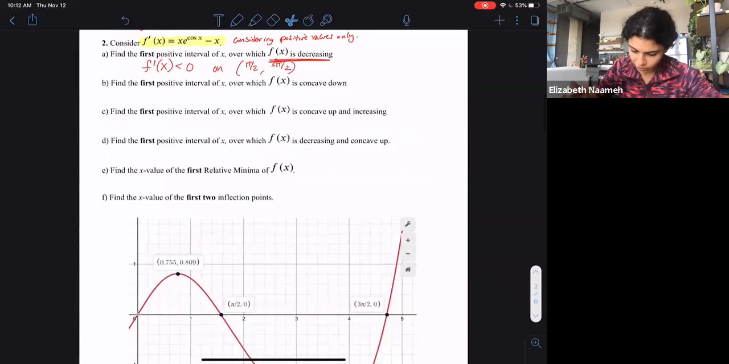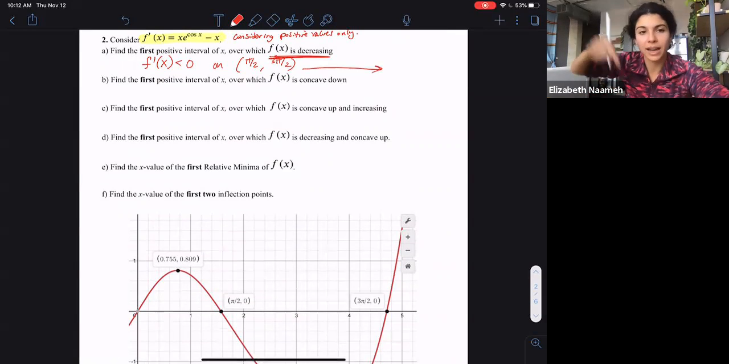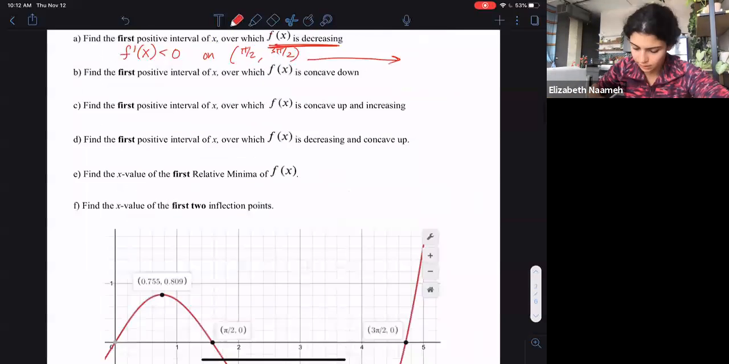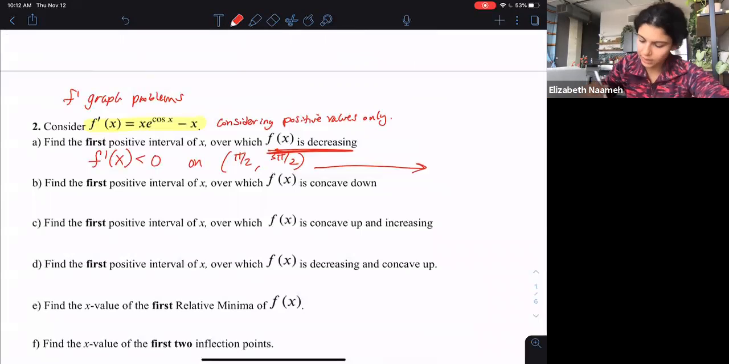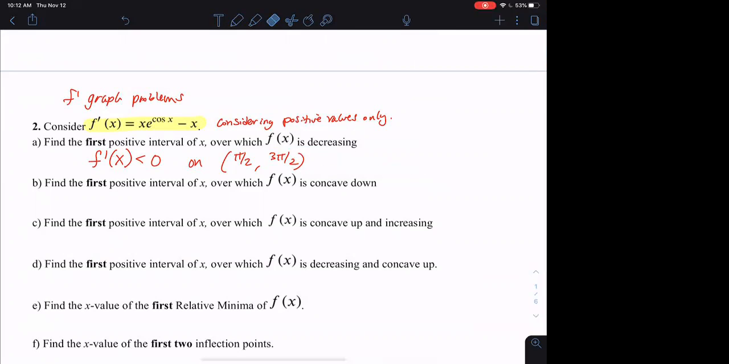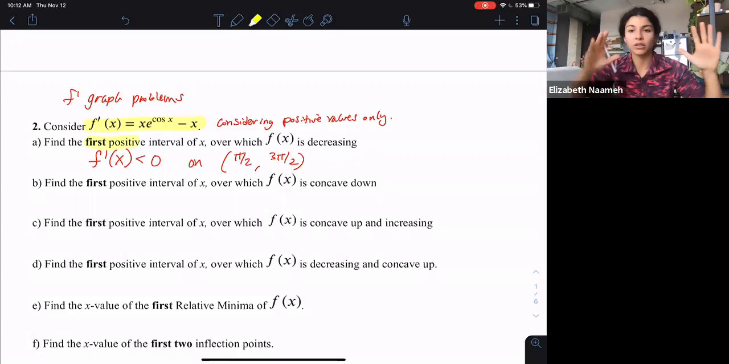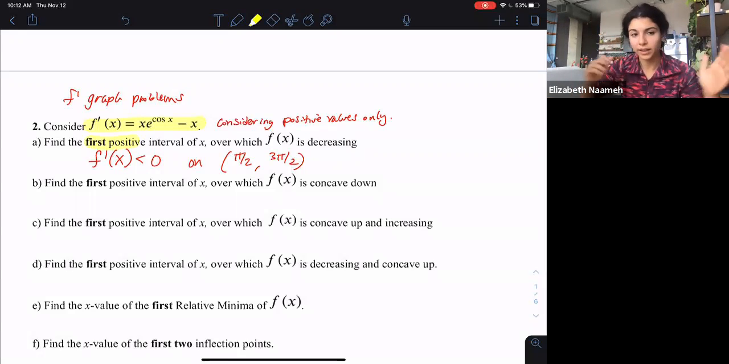Okay. So some of you might be wondering, why didn't I keep looking for the next place where the graph went below the axis? Why did I stop with that? Why didn't I just keep looking? Because the graph does go below the axis more and more. It asks for the first positive interval. Thank you. It says right here, find the first positive interval. So I'm only going to do the first one that I see of x, the first positive interval of x.